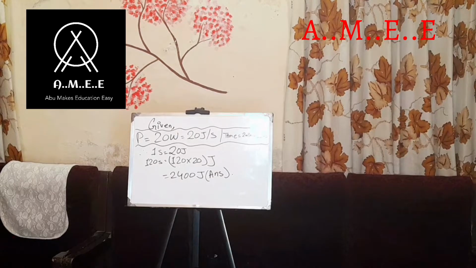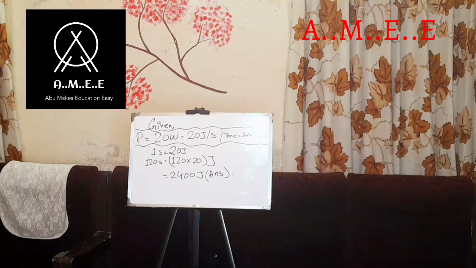Let me repeat the question one more time. A bulb of 20 volts was switched on for 2 minutes. Calculate the amount of energy it uses from the mains electricity. So what we were given, the power and the time, right? The power and the time.